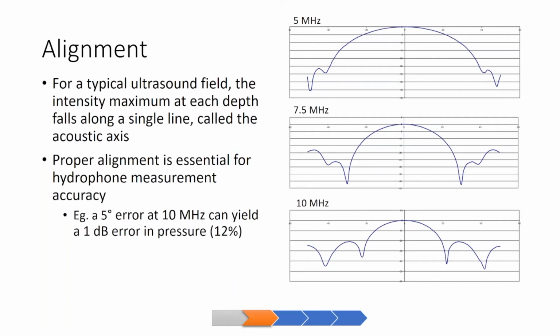We then go about the alignment. And so for a typical ultrasound field, the maximum intensity at each depth falls along a single line called the acoustic axis. And this axis is perpendicular to the face of the probe. The proper alignment is essential for a couple of reasons. First, the hydrophone is only accurate when sonicated at a normal incidence. And this becomes especially important as the frequency increases.